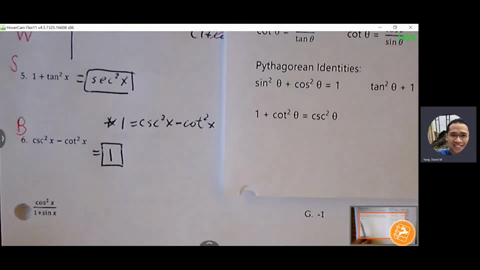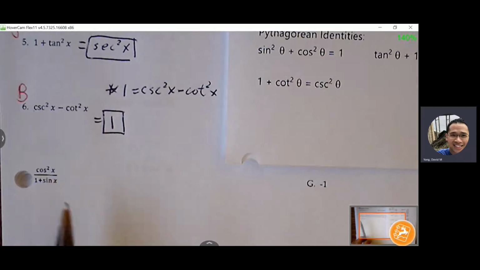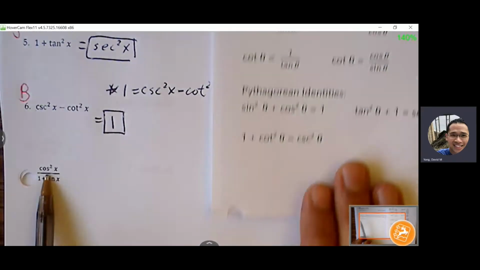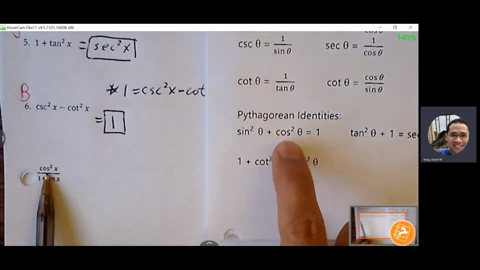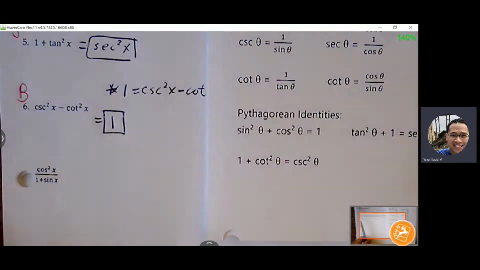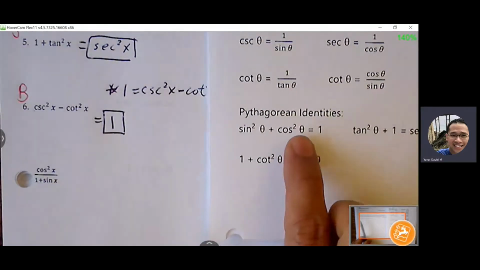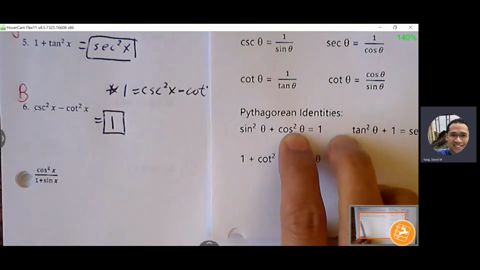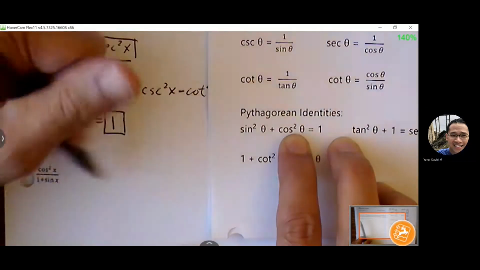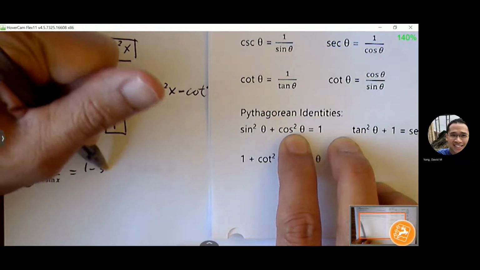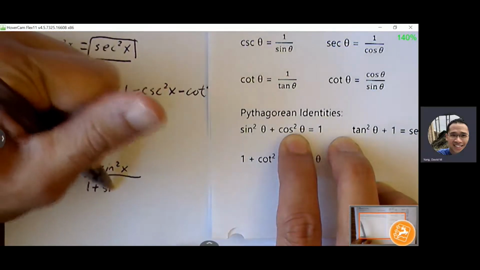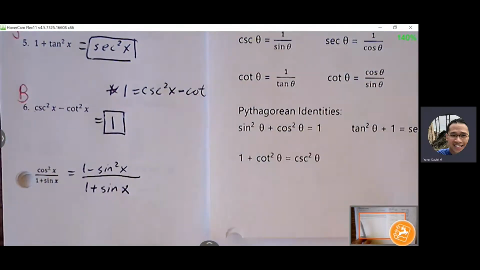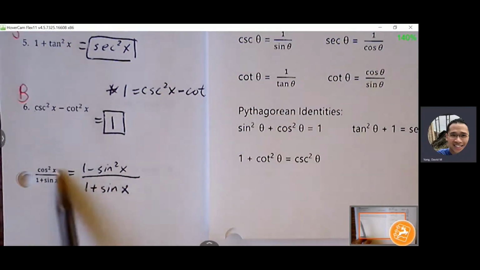Okay, next up, cosine squared over 1 plus sine x. I see an exponent involving cosine squared, so maybe I can use this identity here to get this in terms of sine. This is going to be similar to what we did with number 4. So that cosine squared can be rewritten as 1 minus sine squared.